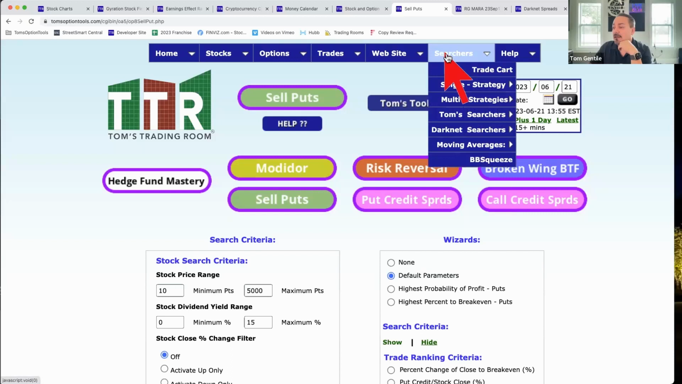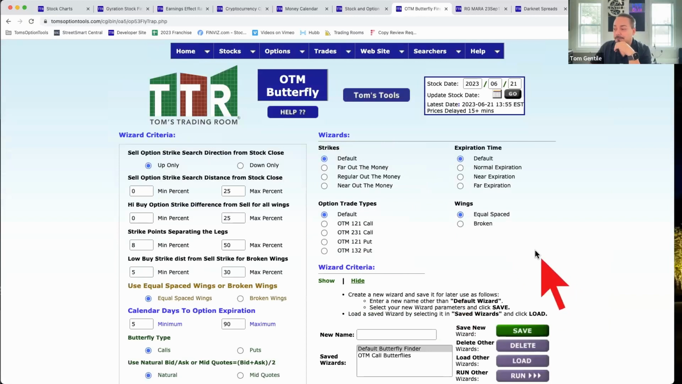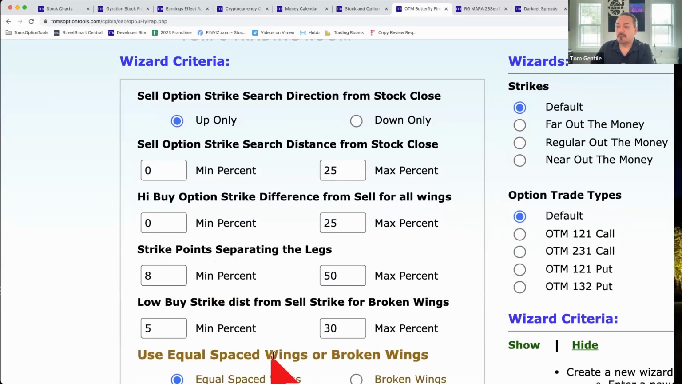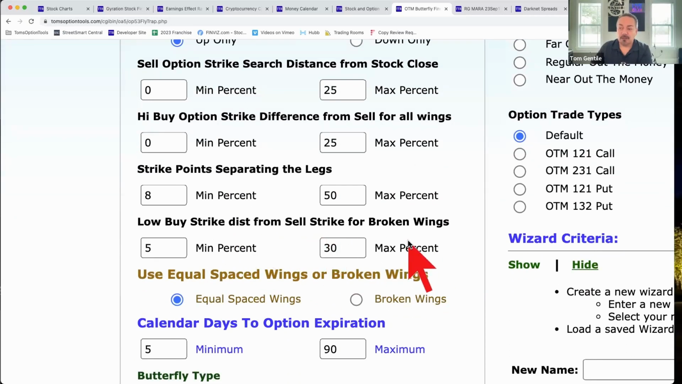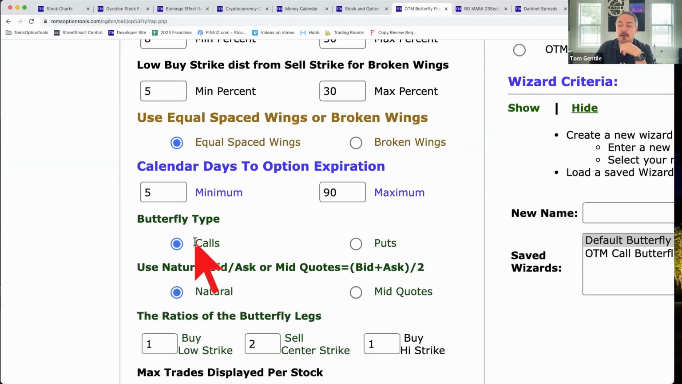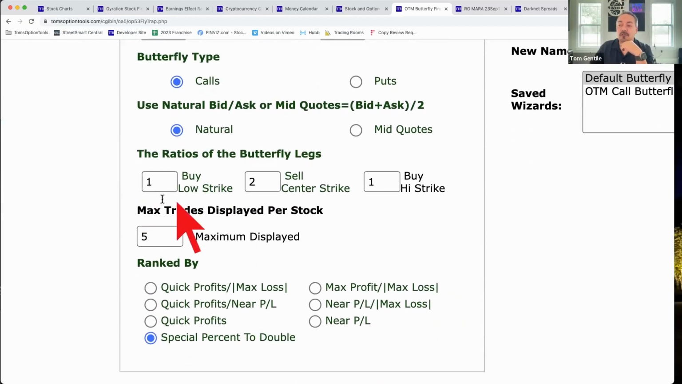One of the ones I like is the out of the moneys on the bullish side. So I can go in here and we've got all kinds of wizard criteria. For instance, I have my sell option strike distance from the stock close, my buy option strike distance for all wings, search strikes that separate the legs, and low buy strikes, the distance from the sell side. You have tons of different ways to set this up. Calendar days to expiration, butterfly type as calls or puts, and how we will look at the quotes, the ratios of the buy side to the sell side. I can change this and make it 1-3-2s. I can set this up any way I want to.